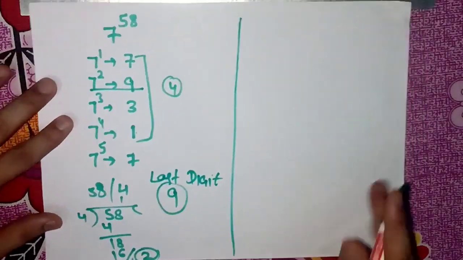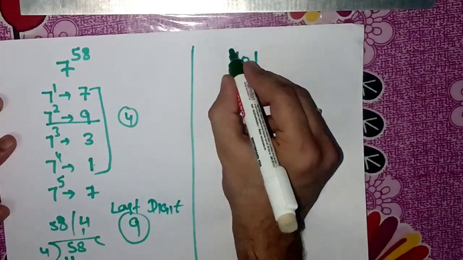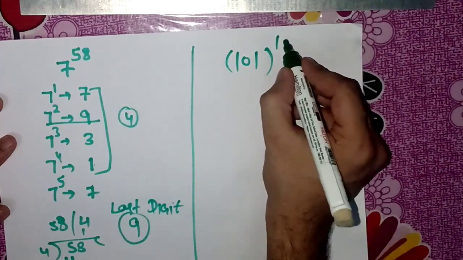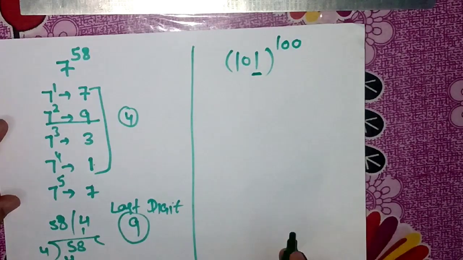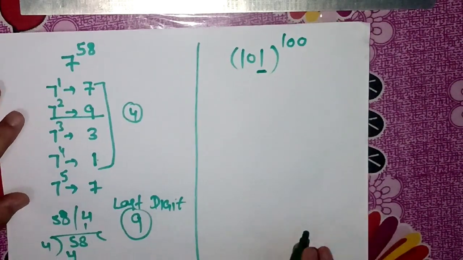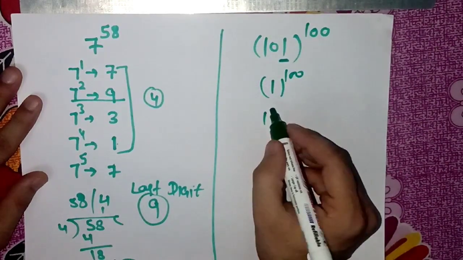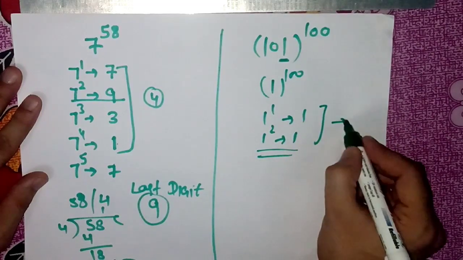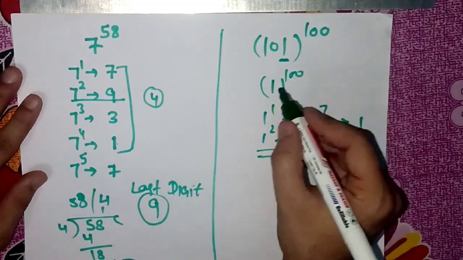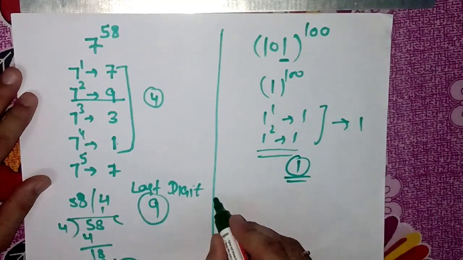Another example. If you are given 101 to the power 100, in this question you need to focus only on the unit digit, the last digit of the given number. So 1 to the power 1 is 1, 1 to the power 2 is also 1. So the cyclicity of 1 is 1. Any number ending in 1 to any power will give the last digit 1. So the last digit will be 1 only.